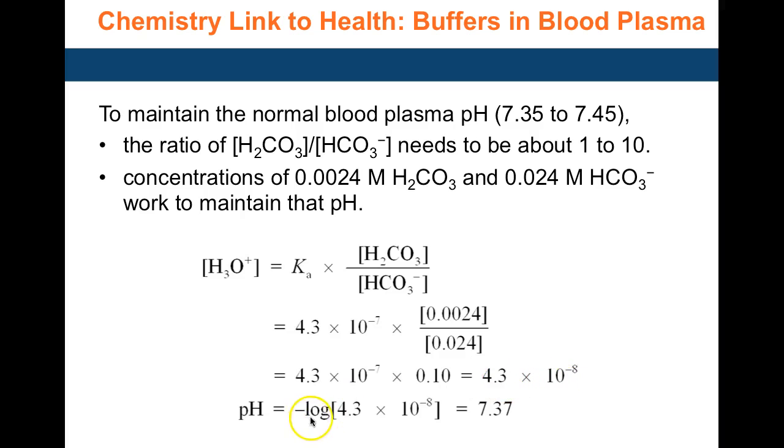When you take the negative log of that, it comes out to be 7.37. So it's within the normal range of 7.35 to 7.45. So that ratio of the acid to the conjugate base needs to be about 1/10 in order to maintain the pH of the blood.